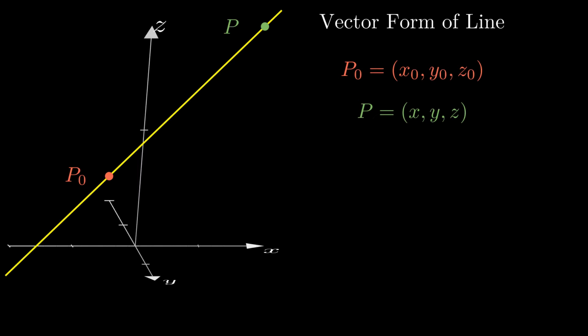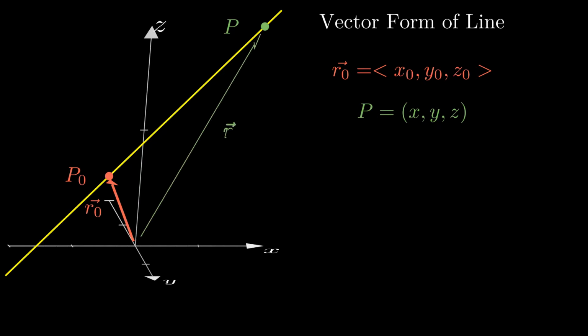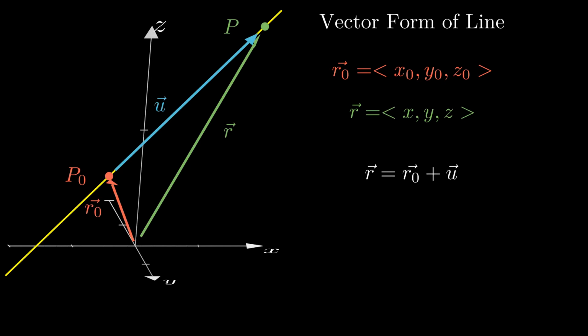These points are going to become the endpoint of our vectors, r naught and r, going from the origin to those given points. From the last lesson, we know that there exists a vector so that r equals r naught plus that vector. We're going to use the vector name u, where r equals r naught plus u. Now, how do we solve for u? Well, u is going to be equal to a slope in the x direction, a slope in the y direction, and a slope in the z direction times our parameter t.